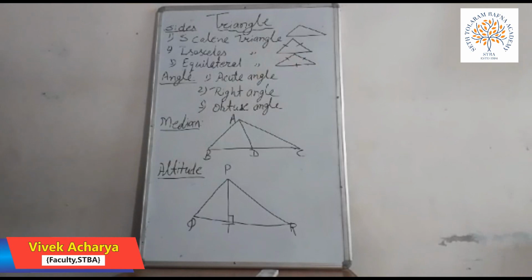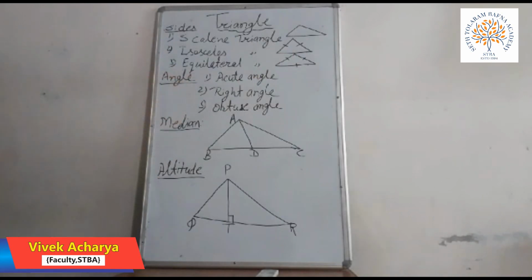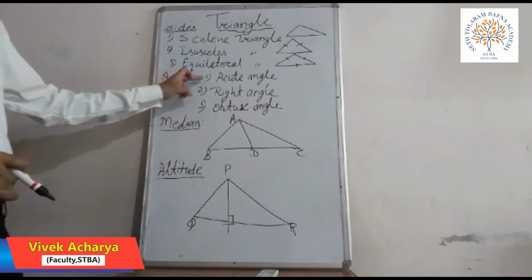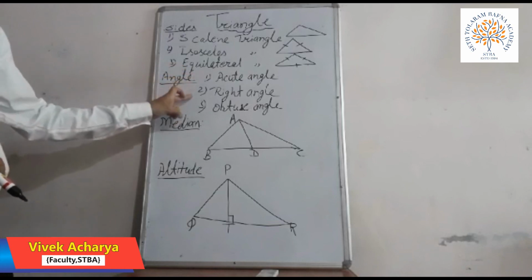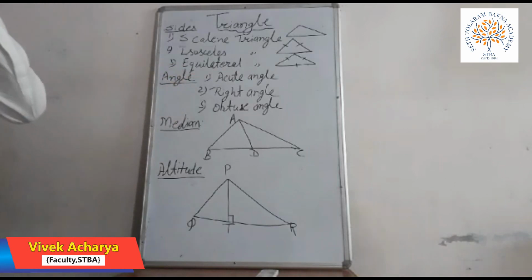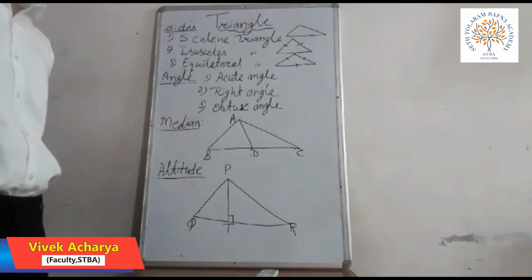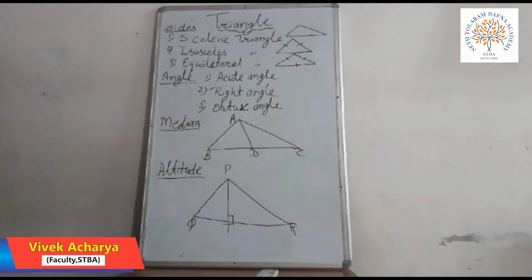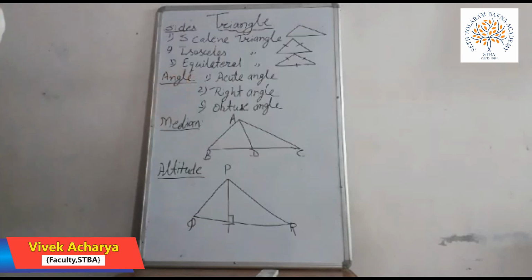Now, according to angle, children, we can divide the triangle in three types also. Acute angle, as we know, which is less than 90 degree angle. Right angle is of 90 degree. Obtuse angle, we know that is more than 90 degree angle and less than 180 degree. According to this one, we can divide triangle in three types also.